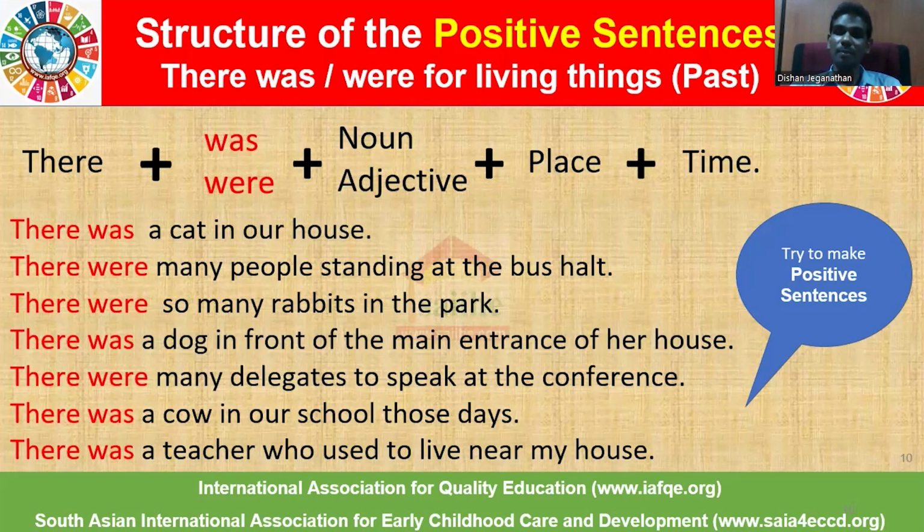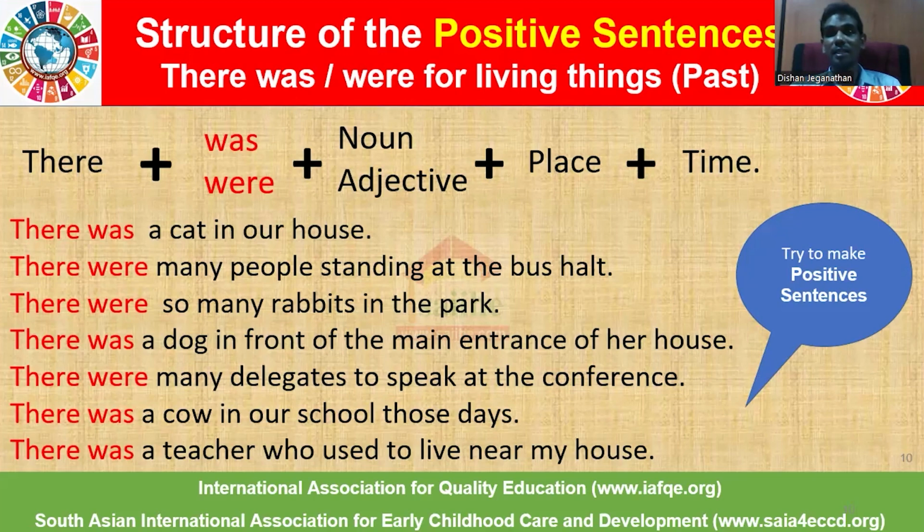And when you say many people, we obviously know it's going to be more than one. It's plural. Therefore, we make use of were. There were so many rabbits in the park. There was a dog in front of the main entrance of her house. There were many delegates to speak at the conference. There was a cow in our school those days. There was a teacher who used to live near my house.